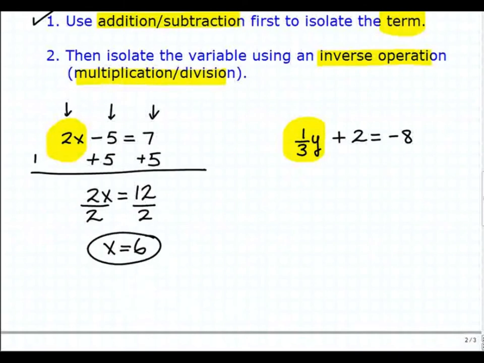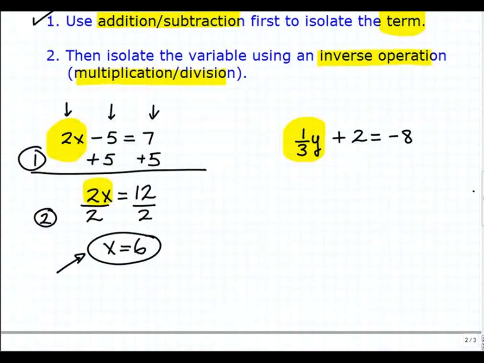All right, so this was step 1. I used addition to isolate the term, 2x. And then step 2 is I used division to solve for x. So after the first step, you're left with a basic one-step equation. Hopefully that made sense to you.